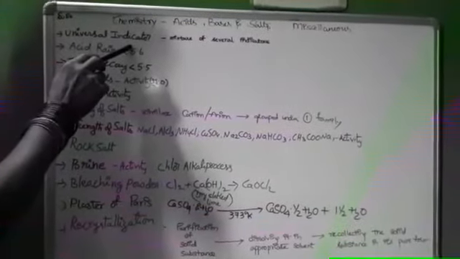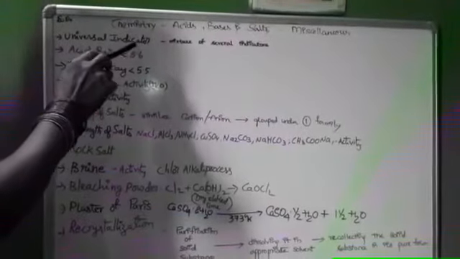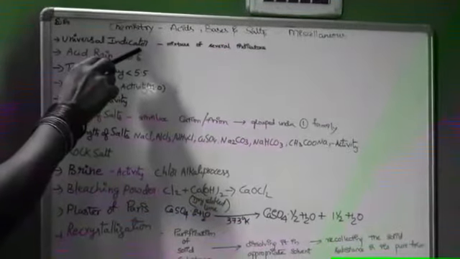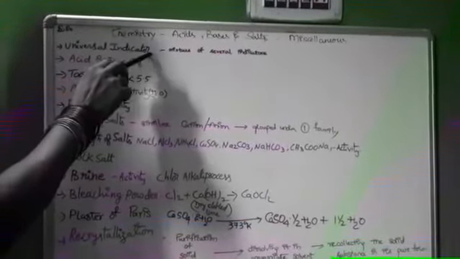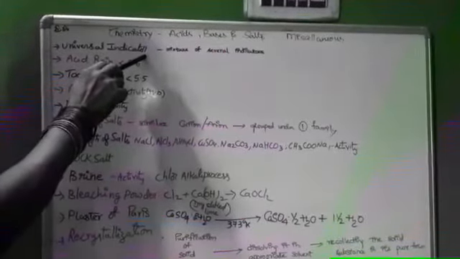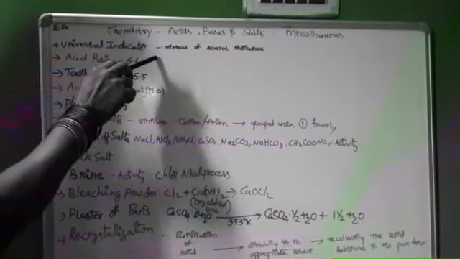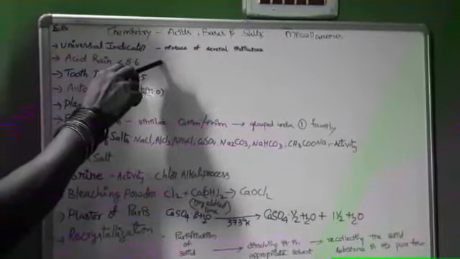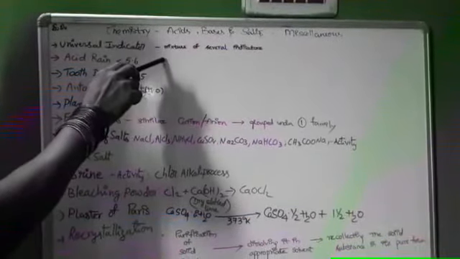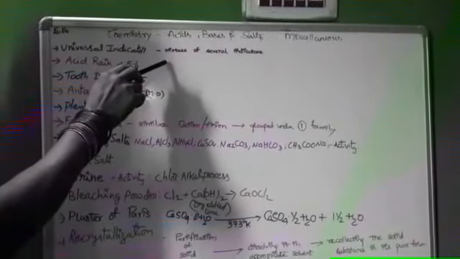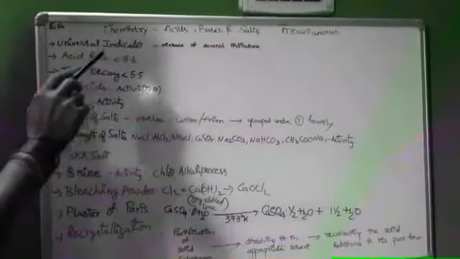Universal indicator. It is a mixture of several indicators which we use to know whether the given solution is acidic or basic or neutral. By using the universal indicator, different colors will be obtained: acidic solution gives dark red color, basic solution dark purple color, neutral means green color. By that we can identify whether the given solution is an acid, a base, or a neutral substance.